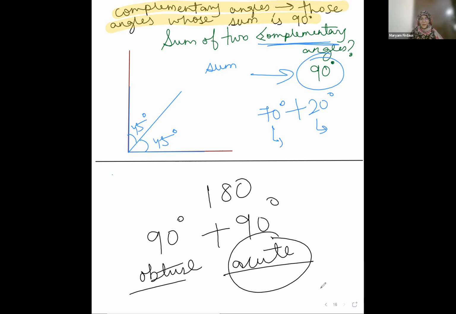Are you understanding this, Hiba? Hiba? Yes, the answer will be no. They can't supplement with each other. Can two acute angles be supplementary? Yes. Yes, two acute angles can be supplementary.